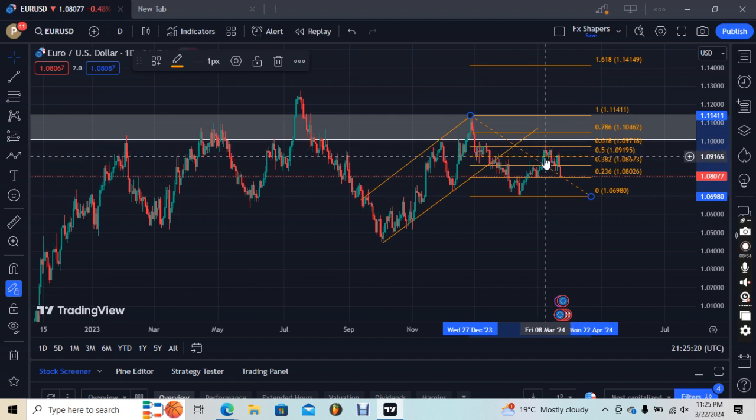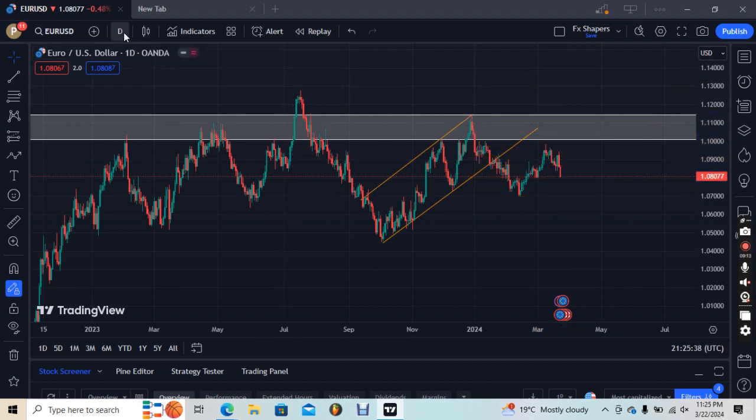and after that we created a very nice double top formation. We broke down this level right here, which is the neckline, and if you can check on the Fibonacci it is the 0.5, which is 50%. We actually came to this area, we retested, and then now we're actually going all the way down, right?